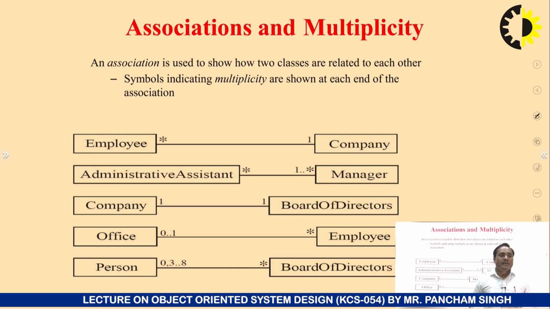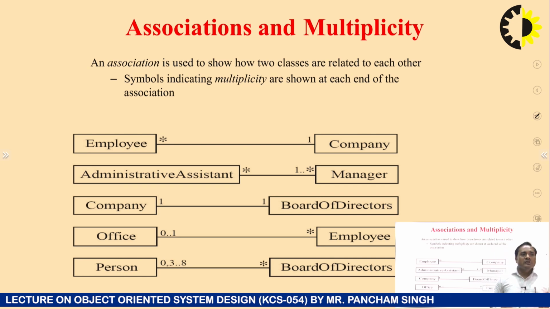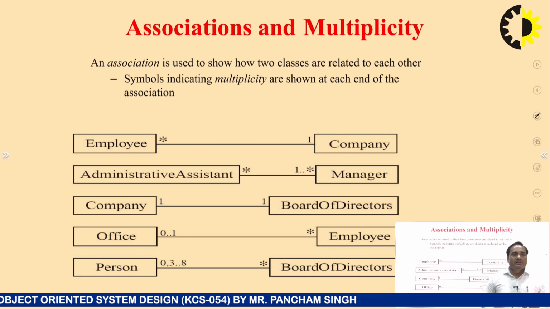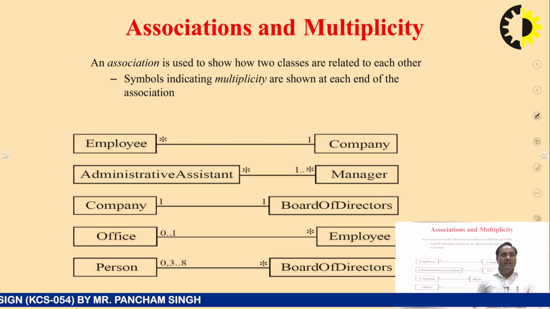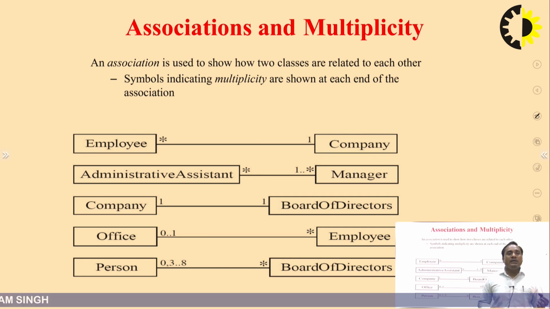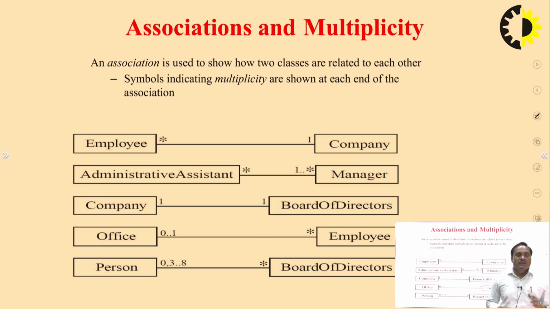In the second diagram, administrative assistant is connected to manager. Administrative assistants may be many, and there may be one manager or more than one manager. So this is a many to one or many to many association. Now in the third diagram, company is connected to board of director. One company is connected to one board of director, so it shows a one to one association.